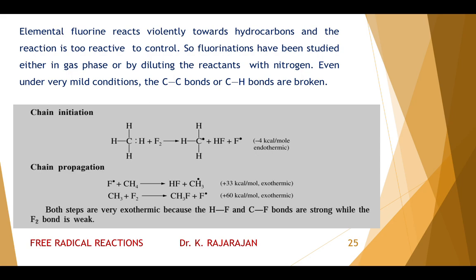So now on the screen you are seeing the reactions of different processes. First, we have the chain initiation. In this, a methane molecule, when it reacts with fluorine, first forms a methyl free radical and hydrogen fluoride, and a fluorine free radical is generated. And regarding the chain propagation, the formed fluorine free radical, when it reacts with methane, again forms a methyl free radical and a hydrogen fluoride.